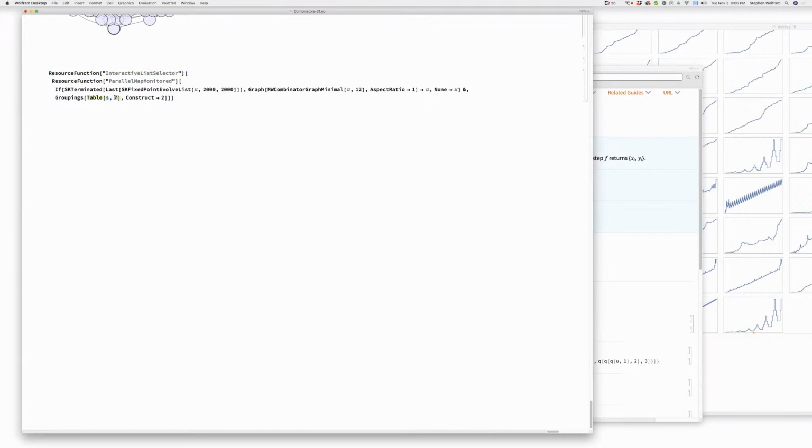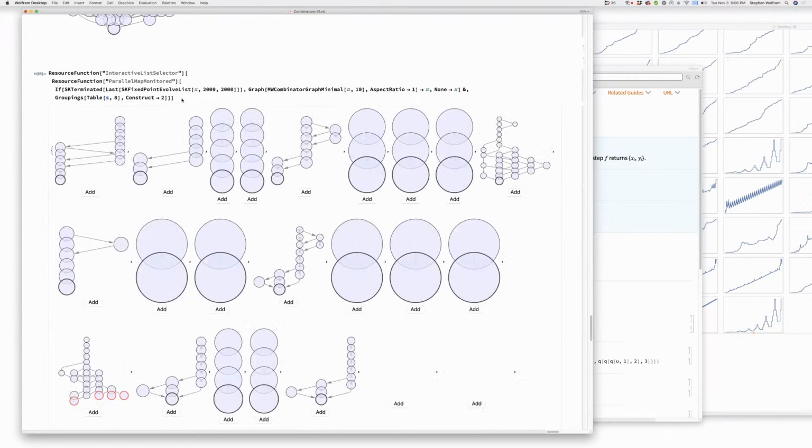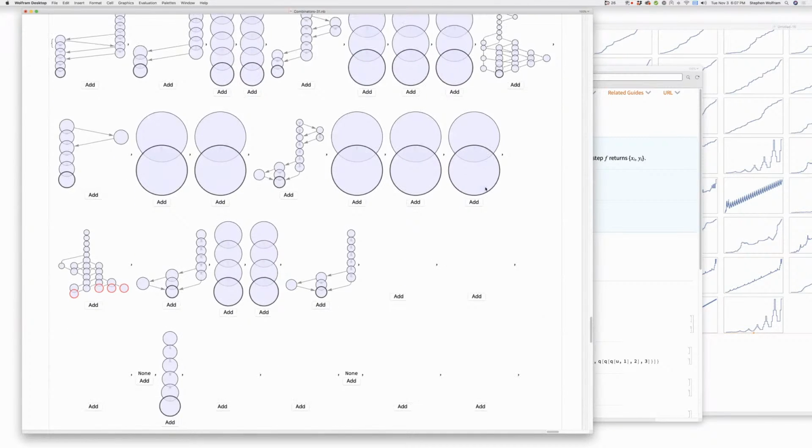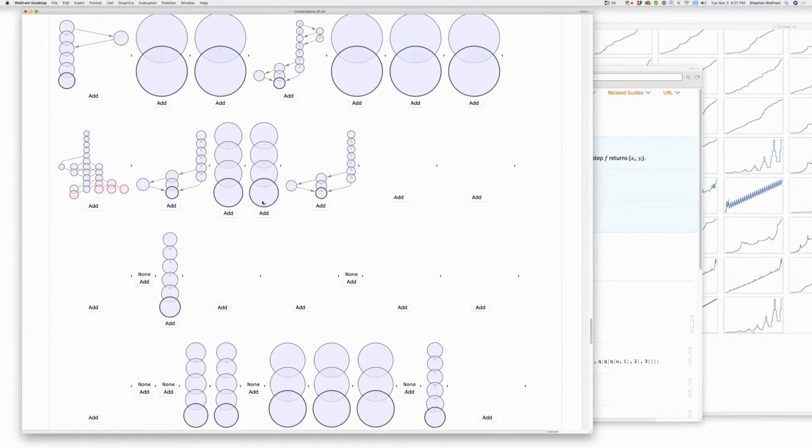Okay, and I want to do an 8 there. Now I think I'm going to go back to a 10 there and just take a look at what happens. Okay, ready? Here goes. Come on, come on, come on, computer. Okay, all right, so some terminate. There's a terminator. That one is still active.